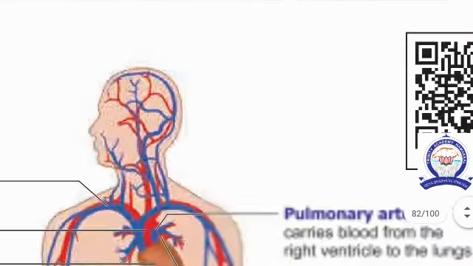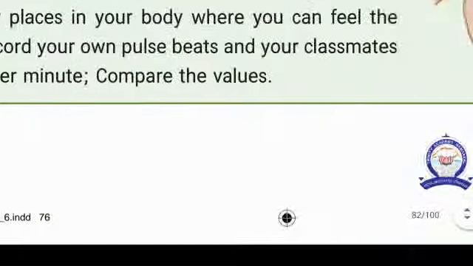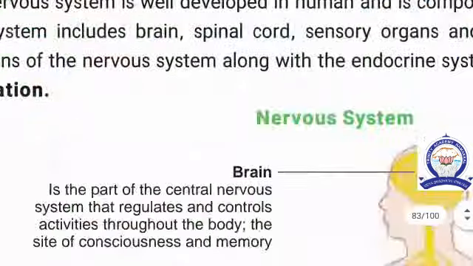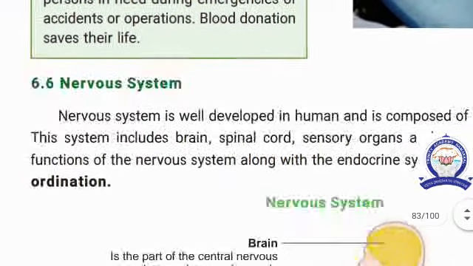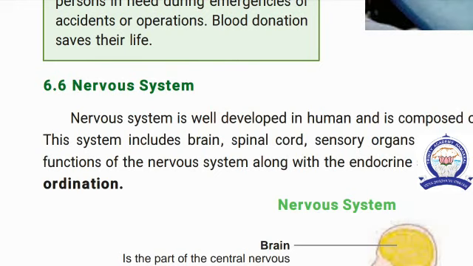Okay, the next chapter is the nervous system. The nervous system consists of nerves. It includes the brain, spinal cord, sensory organs and nerves. They have important functions. The main important functions are endocrine systems and conduction of the coordinating system.